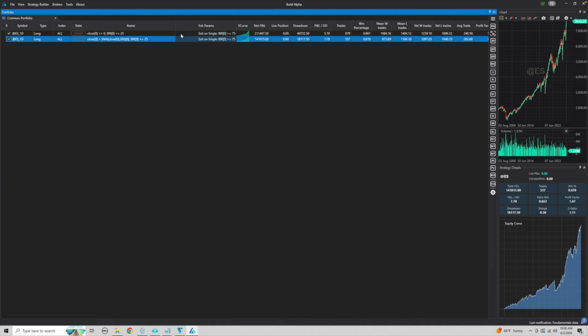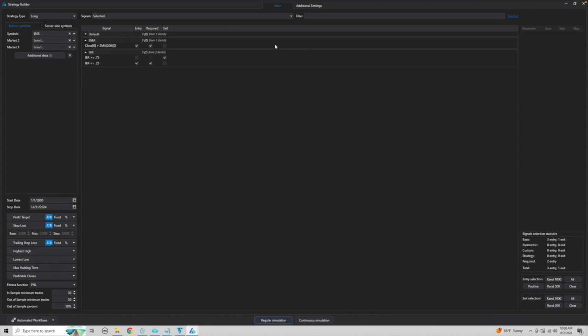Now, who's to say that the 200 bar moving average is the best filter? This is what makes Build Alpha so powerful. Let's go back to the main panel and have Build Alpha actually test hundreds and thousands of different filters to see which is the best one. So here's the 200 bar moving average. I'm going to uncheck that.